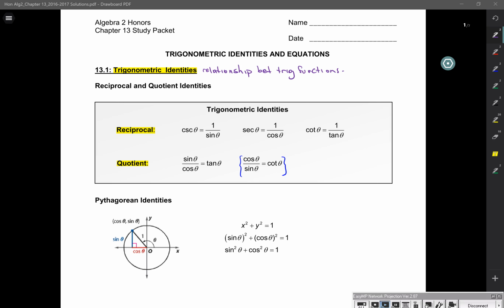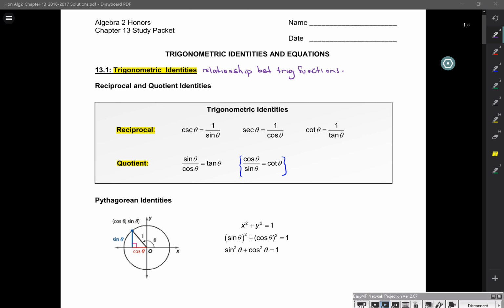Now, if we go with what we talked about, trig identities are just a relationship between trig functions, and we saw the reciprocal identities and the quotient identities. So look at that second quotient identity: cosine over sine is equal to cotangent, right? That just shows the relationship between sine, cosine, and cotangent.